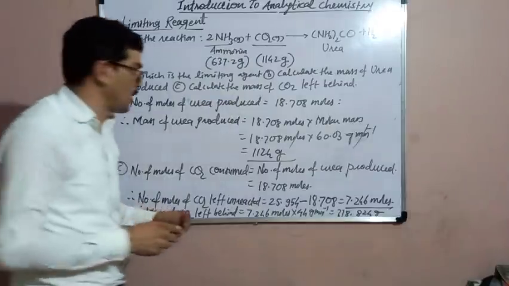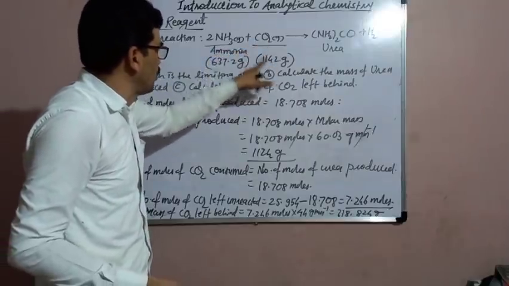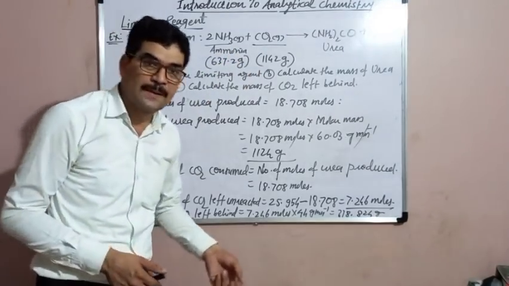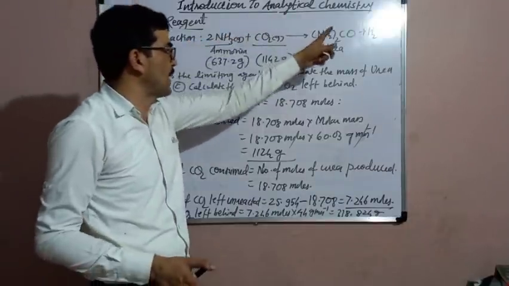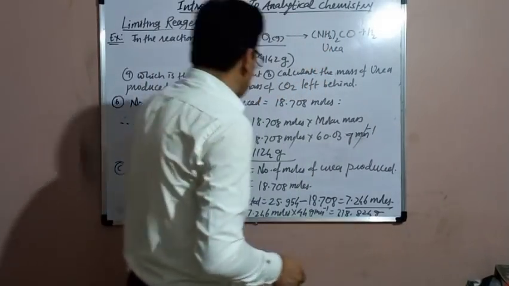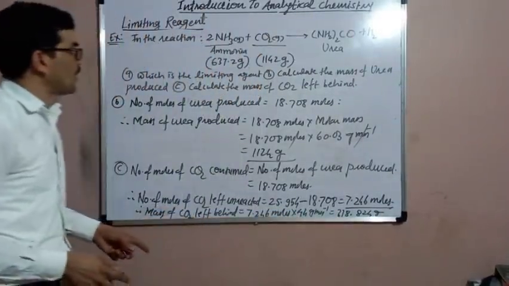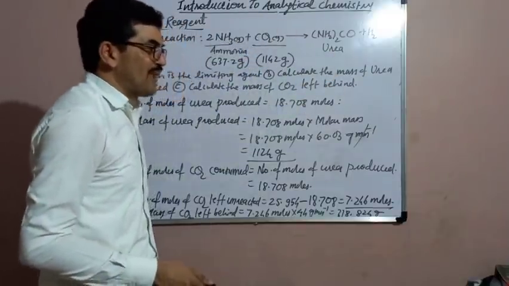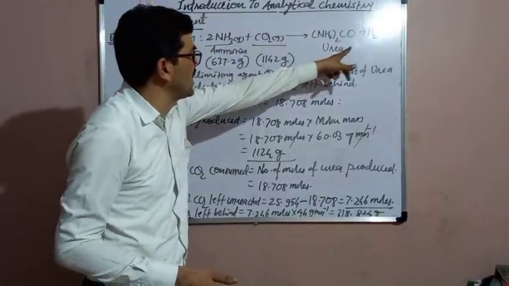So in this way we can solve the problem. The problem is very simple. Here mass of ammonia and mass of CO2 was given. First of all, we have converted both of these masses into the respective number of moles. Then from the balanced chemical equation we have seen that 2 moles of ammonia produces 1 mole of urea. Therefore, here 37.416 moles of ammonia will give 18.708 moles of urea, while 1 mole of CO2 produces 1 mole of urea. Therefore, 25.954 moles of CO2 will give 25.954 moles of urea.